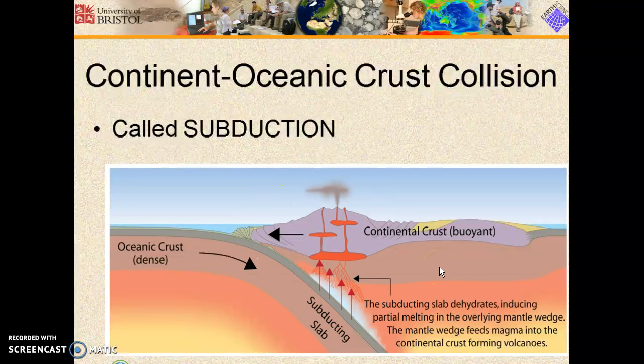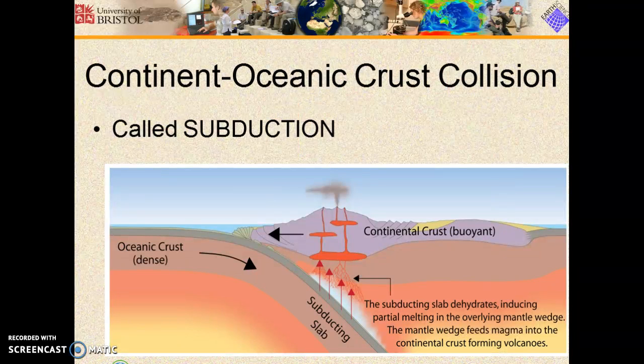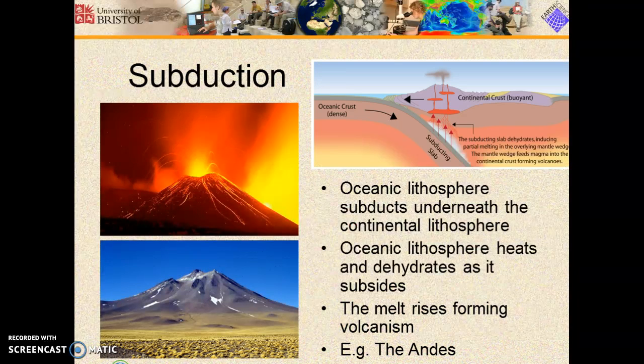We have places in America, around Oregon and Washington, where there's a very small continental and oceanic crust colliding. So therefore we get volcanoes forming. One example is Mount St. Helens. Mount St. Helens erupted about 30-40 years ago, and it's the last known eruption here in the U.S.